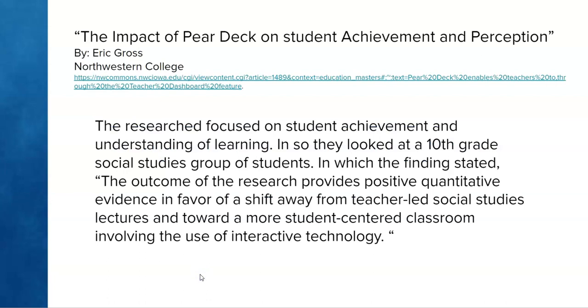We ended up finding a few articles on this. I narrowed it down to two, but the first one that we're going to be talking about today is Mr. Eric Gross, The Impact of Pear Deck on Student Achievement and Perception, written when he was in Northwest College. The link is provided for our board members to see more information on this.